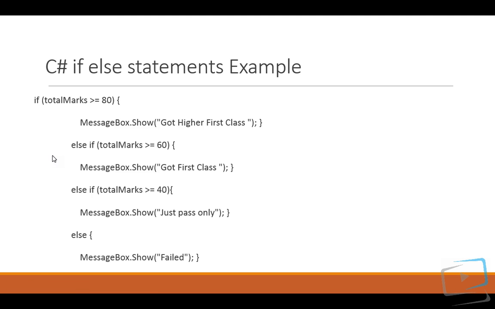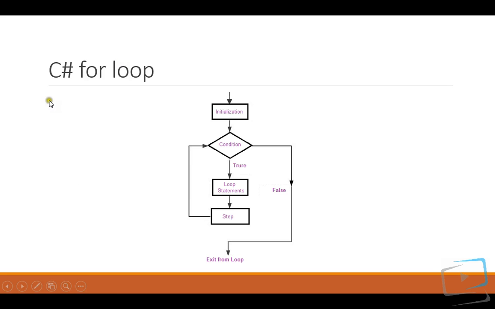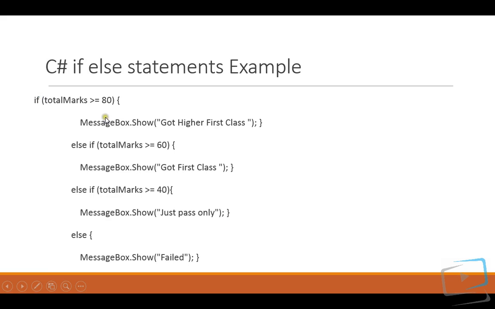This is very easy when you just see it here. This is an example program. If total marks is greater than 80, it will show you a message that you got higher first class. Else if your total marks is greater than or equal to 60, it will show you that you got first class. Else if your total marks is greater than or equal to 40, it will show just pass only, else fail. This is how an if else statement works.